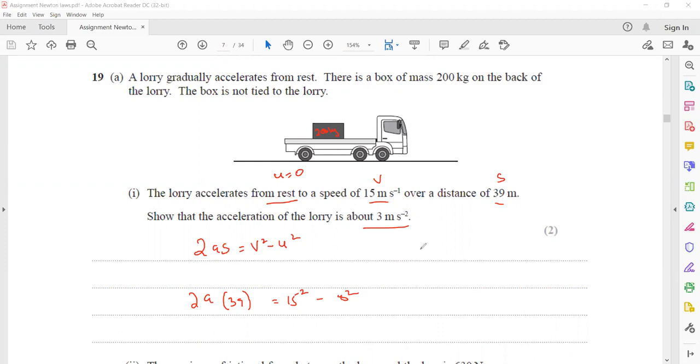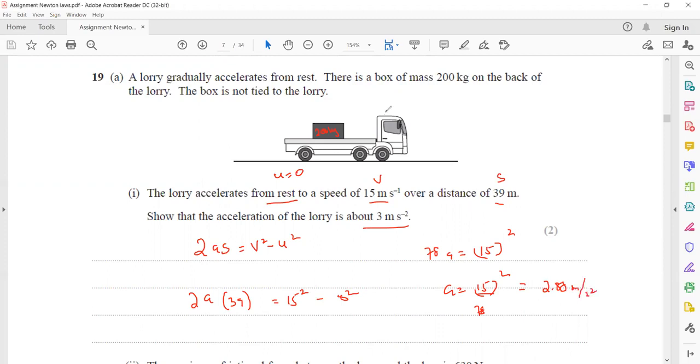So 2 times 39, that is 78. So 78a is equal to 15 squared, and then a will be equal to 15 squared divided by 78. The acceleration will come out as 2.88, which is about 3 meters per second squared.